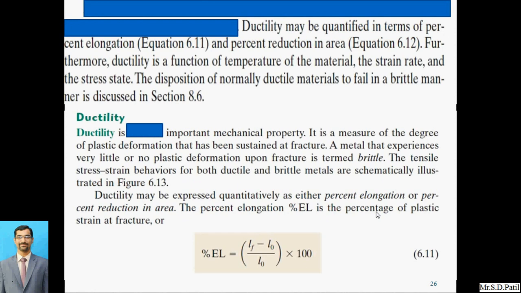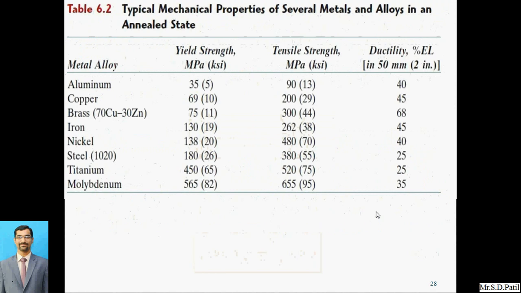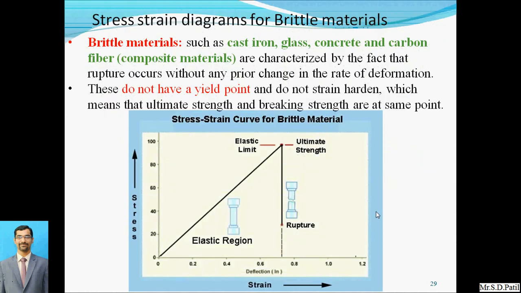So these are the general terms related to the stress strain diagram for the ductile material. Now the stress strain diagram for the brittle material. Brittle materials are such as cast iron, glass, concrete or carbon fiber. For example, if we want to pull glass, we cannot pull it; it directly breaks into a number of pieces. The glass will not elongate much.